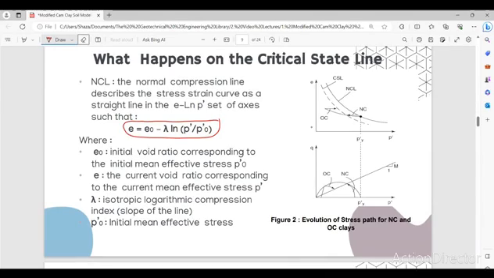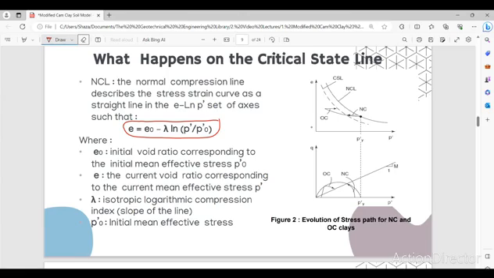How can you calculate the void ratio as a function of the p prime stress? It is calculated as e equals e0, which is the initial void ratio, minus lambda. Do you remember what lambda is? It is the isotropic logarithmic compression index, as we said before. Times ln p prime over p prime 0, where p prime 0 is the initial mean effective stress.